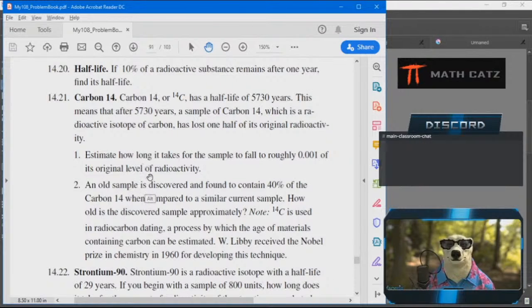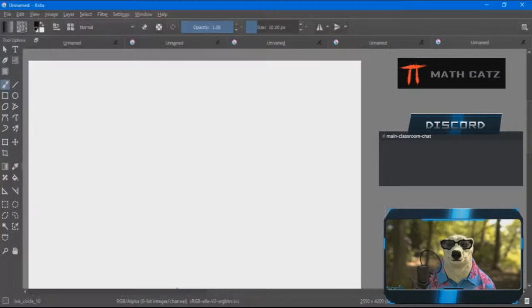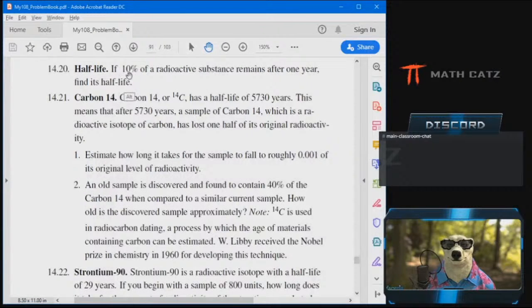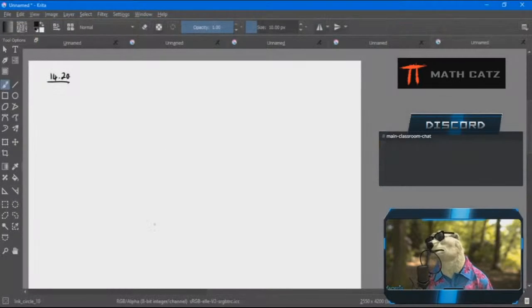I'm going to do 20 and 21, and then we are done. 1420, half-life. If 10% of a radioactive substance remains after 1 year, find its half-life. Now, there could be some more words here, admittedly. We are only looking at the situation where the radioactive substance decays at a rate proportional to how much there was. So we are always going to work with the same kind of differential equation when it comes to radioactive decay. So let's set that up.